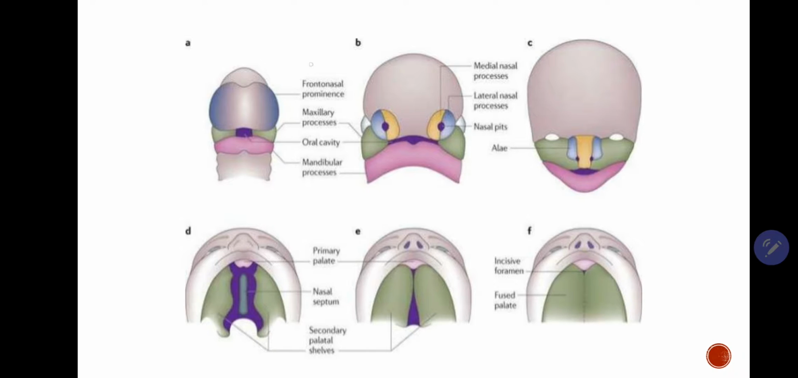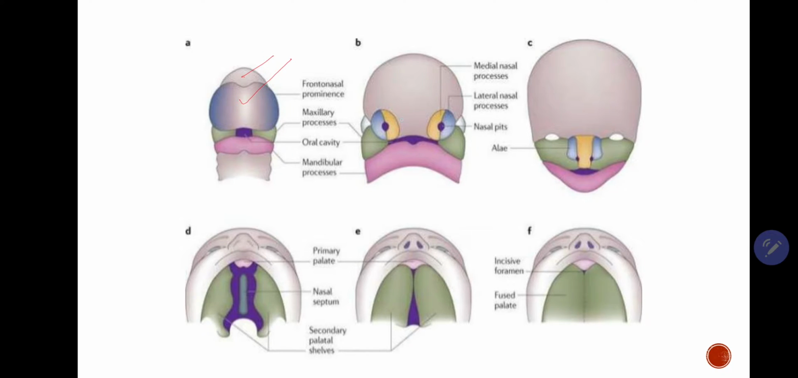Coming to the first picture, you can see the topmost portion, that is nothing but the frontonasal prominence, which in turn develops the frontonasal process, the second one. The green color one over here is nothing but the maxillary process, and the pink color structure which is there over here is the mandibular process. So the maxillary process and the mandibular process, as already said, they develop from the first pharyngeal arch, which is nothing but the mandibular arch.